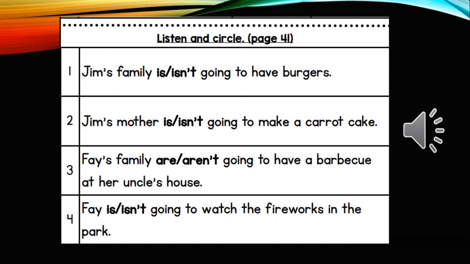3. Listen and circle. 1. What are you going to do for the 4th of July, Jim? We're going to have a barbecue at home this year. Are you going to have burgers? My mother doesn't like burgers, so we're going to have chicken. The chicken my dad makes is really good. 2. Is your mother going to make chocolate cake? Not this year, but my grandmother is going to make carrot cake. I love carrot cake. Me too. And my grandmother makes the best carrot cake ever.